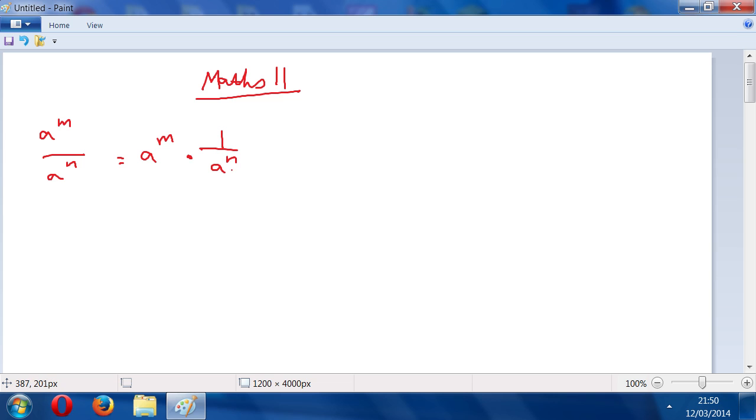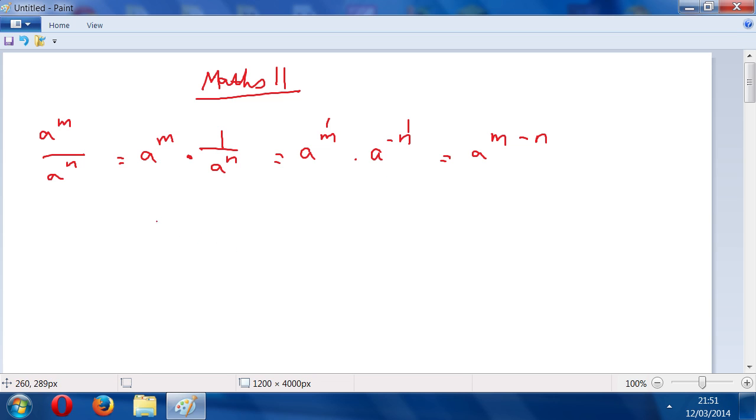And we could also say, of course, that this is a to the m times a to the minus n. That's another way of looking at it. And we can say as well that that's a to the m minus n. So we add the power here and the power here, m plus minus n, and then a to the m minus n. So they're all the same.